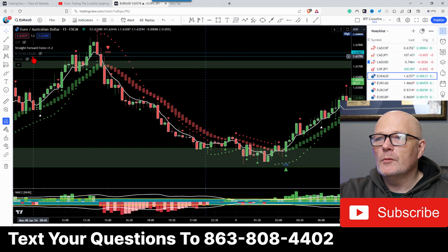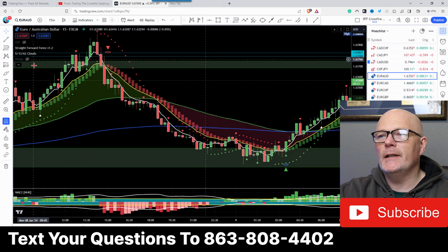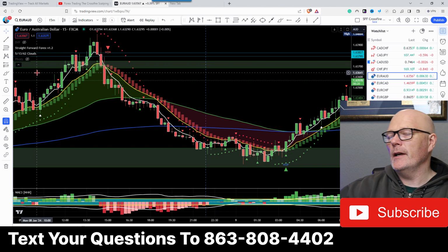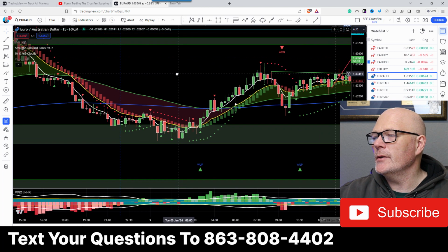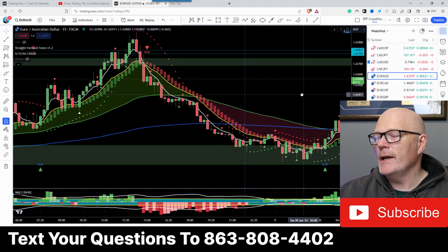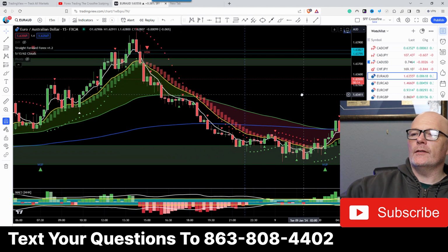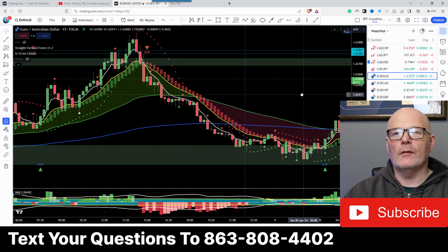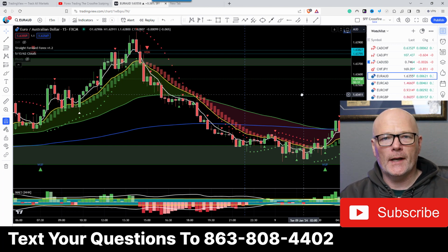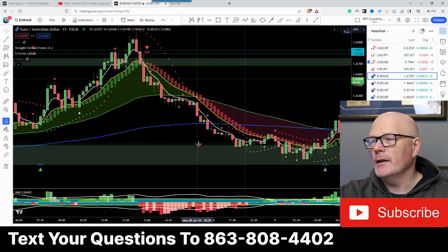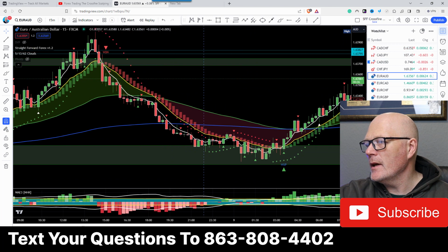Now the other thing that we do as well is that we've got this indicator here, the 5, 13, and 62 clouds, and they're essentially exponential moving averages. What they do is they give us the average of the last number of candles. So if you look at this candle here, let's go to the start of it.